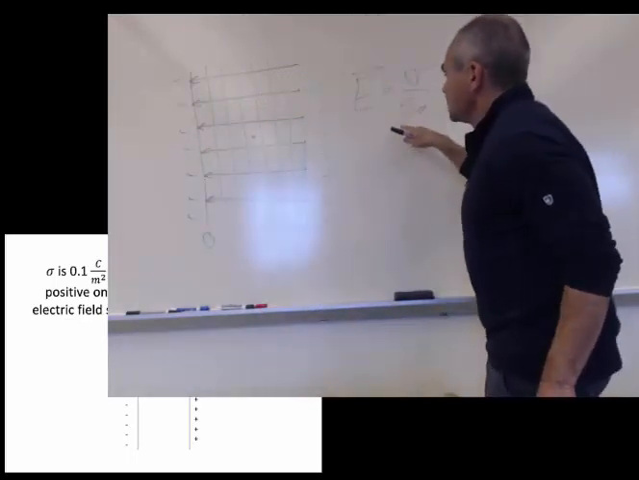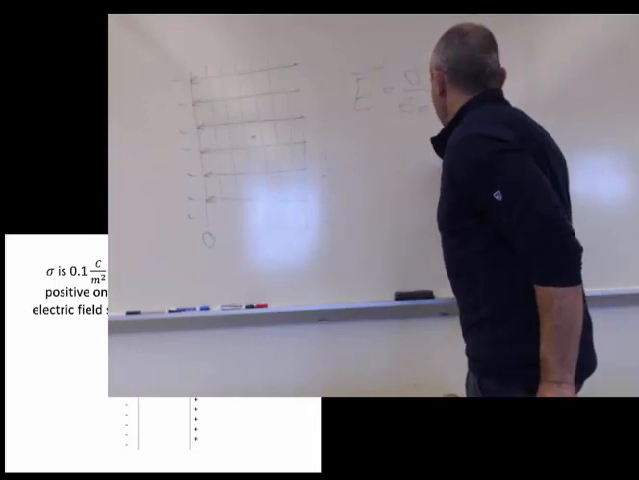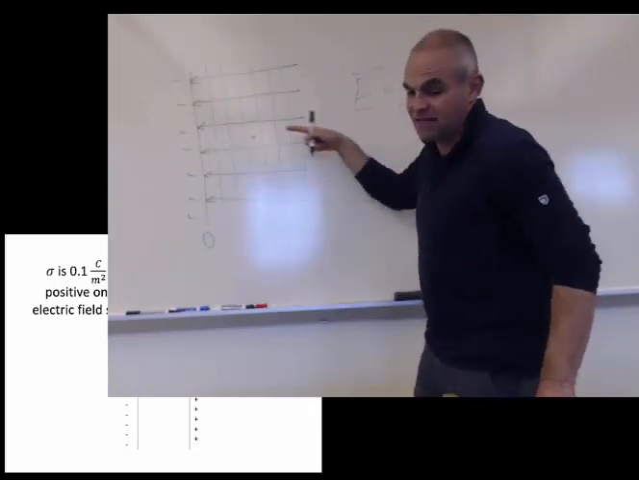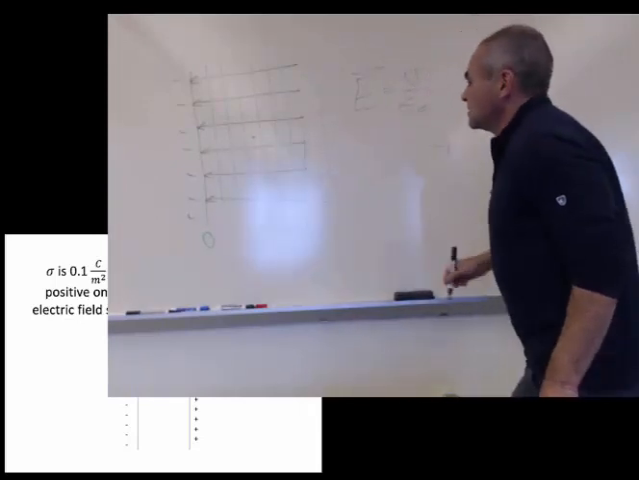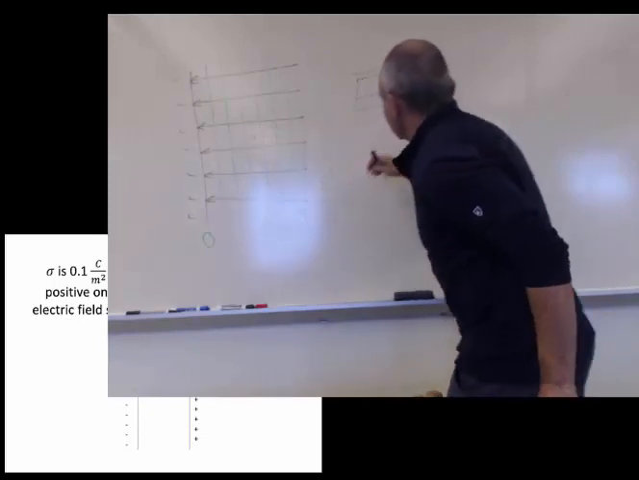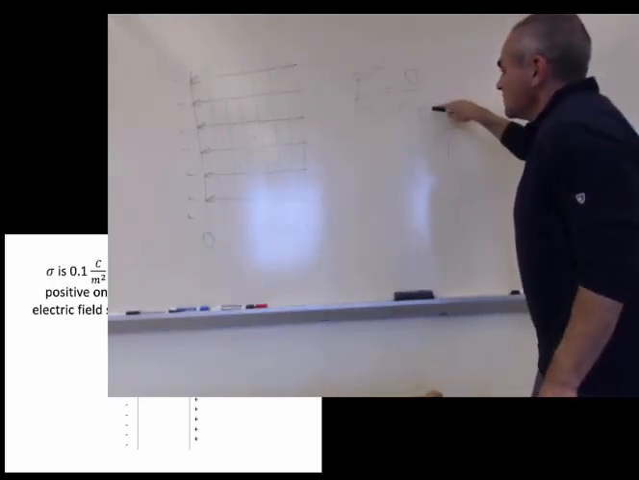We already talked about the direction. The direction is going to be minus i hat, because it's in the negative x direction. So the strength of it at this point is going to be equal to sigma over epsilon 0.